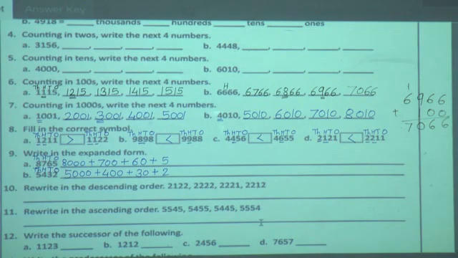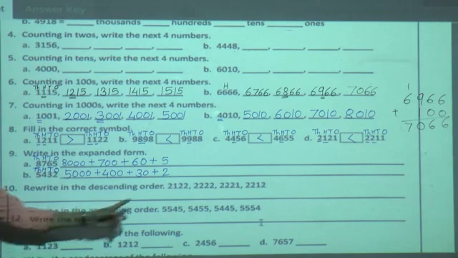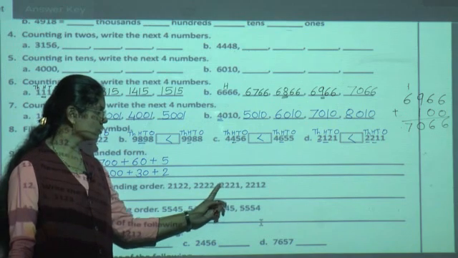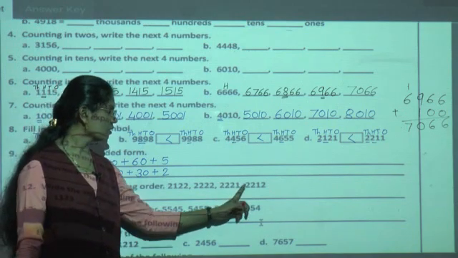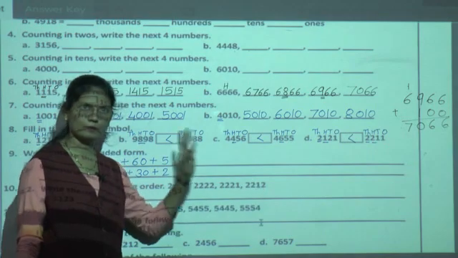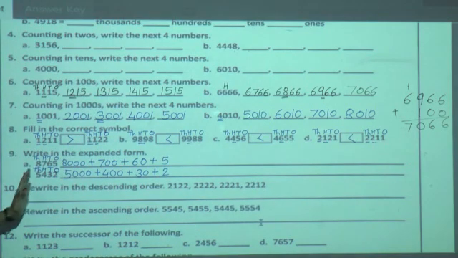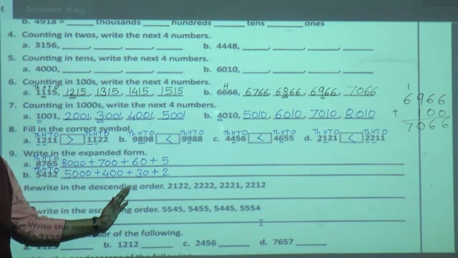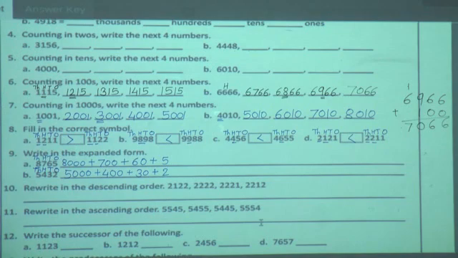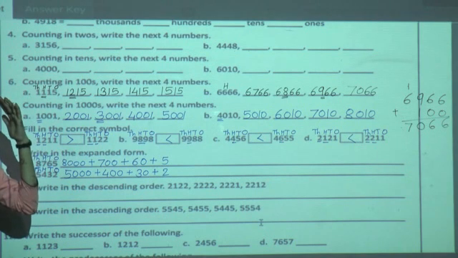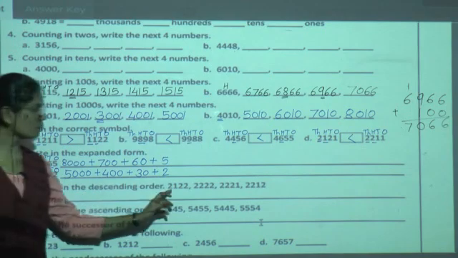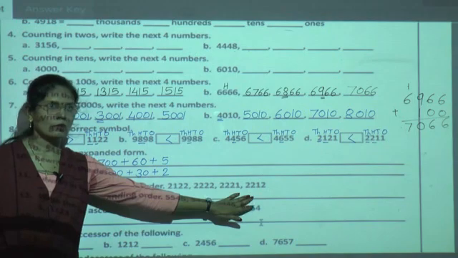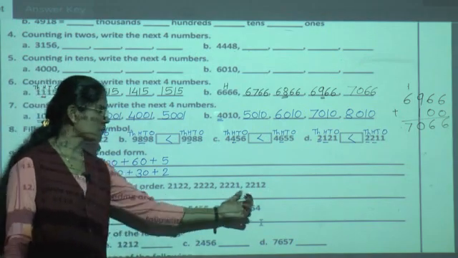Rewrite in the descending order, and the numbers are 2122, 2222, 2221 and 2212. Here what we have to do? We have to arrange these numbers in the descending order. Descending order means in a decreasing manner. Now decreasing manner means what? Again from the biggest to smallest, means from among these four numbers, first we have to decide which one is biggest.